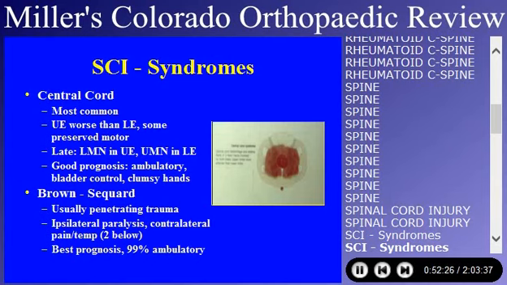And that involves ipsilateral paralysis on the side of the injury with contralateral loss of pain and temperature sensation, typically 2 levels below the level of injury because the fibers ascend 2 levels, then they cross, then they go up. And this has the best prognosis with almost all patients eventually becoming ambulatory at final follow-up.